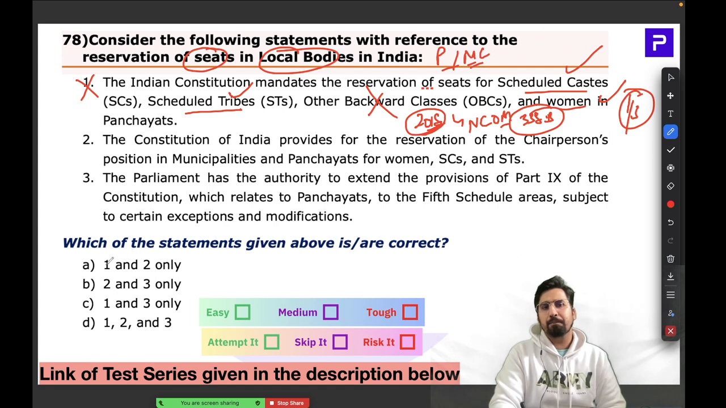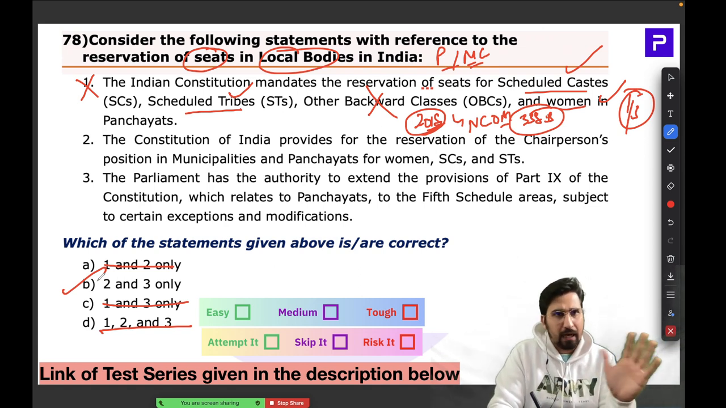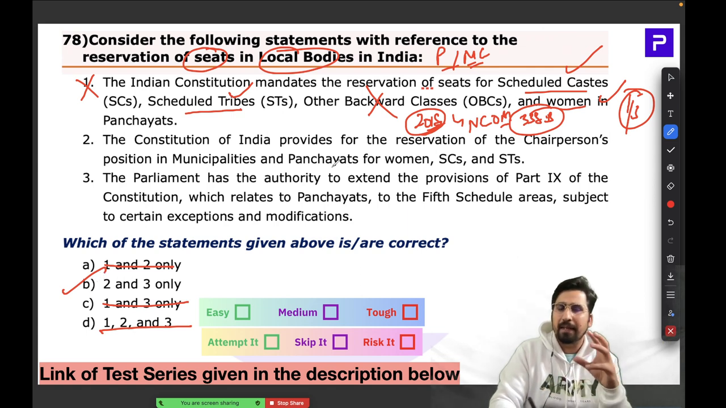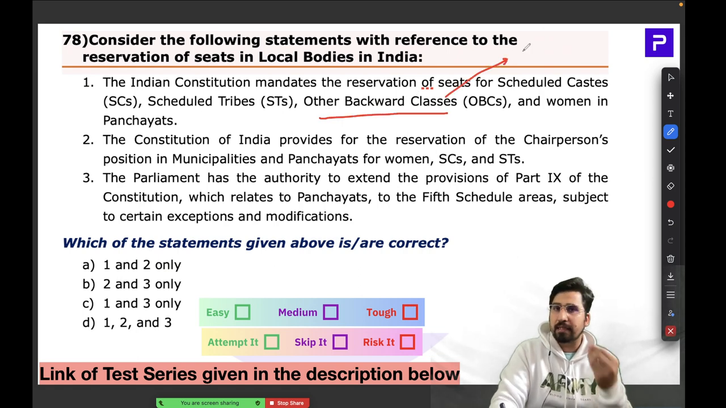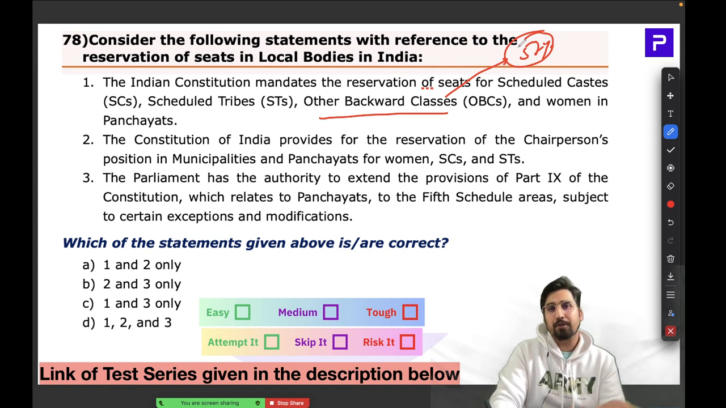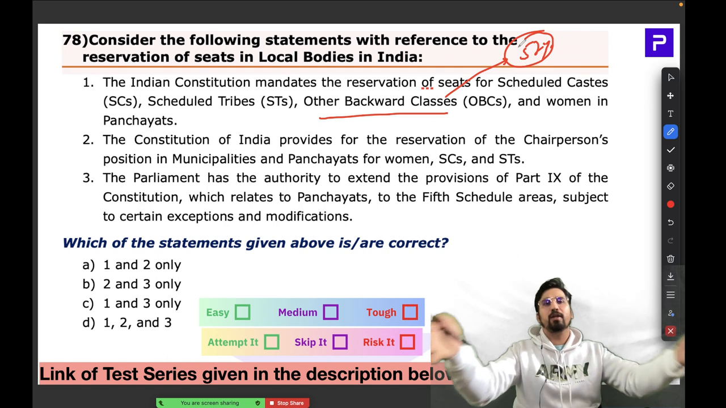If I know this much, I can simply eliminate, look at the options. Now, I am only left with option B, because this much I can guess, because OBCs emerged later. So clearly they are not included. And please look at the percentage. How would you reserve seats for the OBC when OBCs in India are 52% of the population? You can't include OBC, otherwise there is no point in giving reservation.